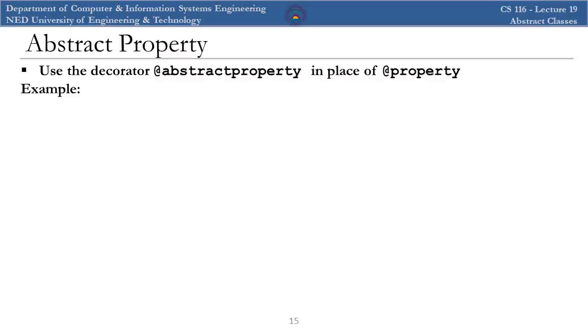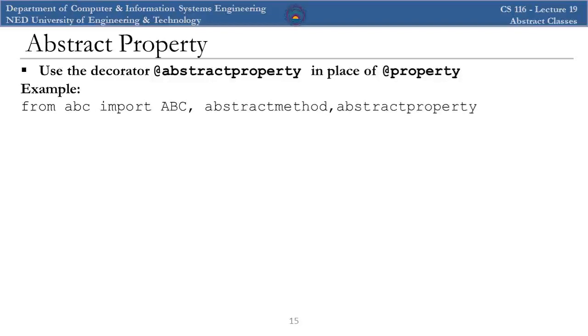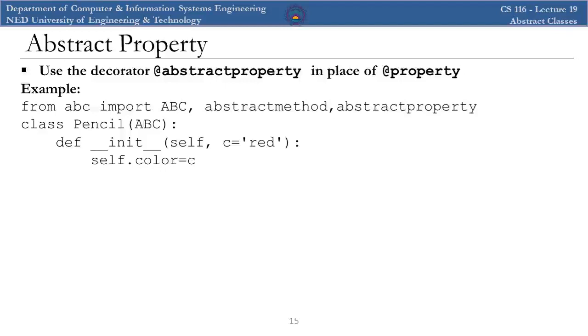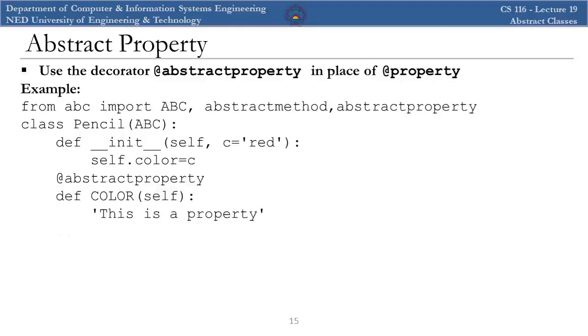The first thing that you will do, this @abstractproperty decorator, it is there in the ABC module. So you have to import it first, and then I'm defining the same class, but this time I'm extending it from ABC, abstract base class, in order to make it an abstract class. The remaining code, initiator, remains the same, and here is the change. I'm using @abstractproperty decorator in place of @property decorator. The remaining code remains the same.